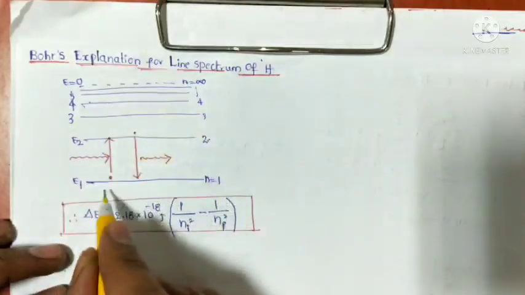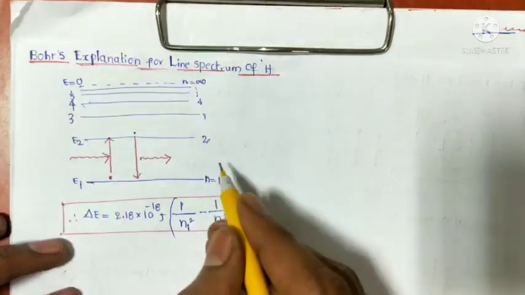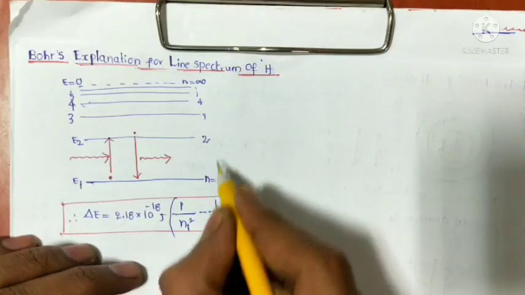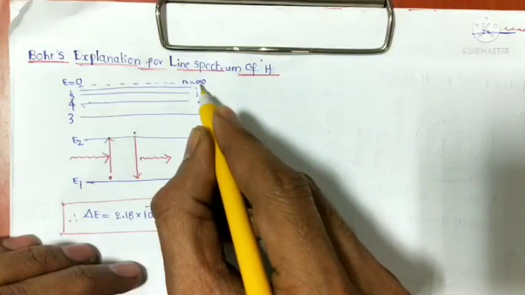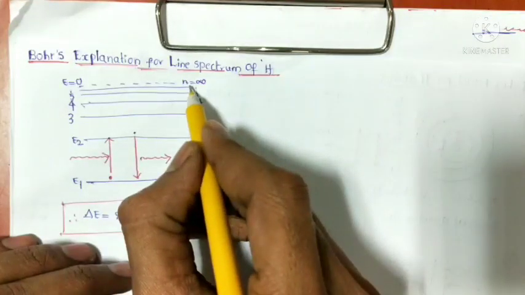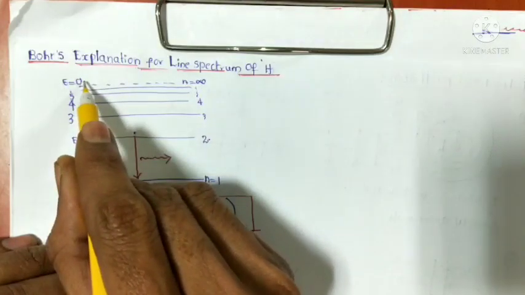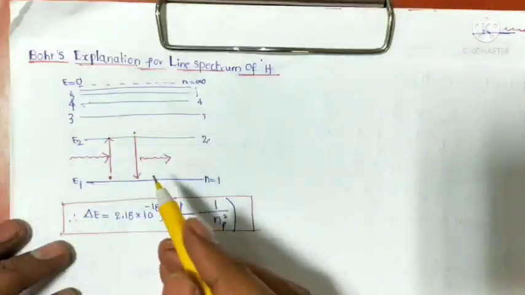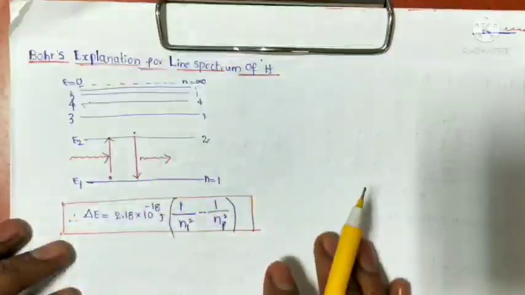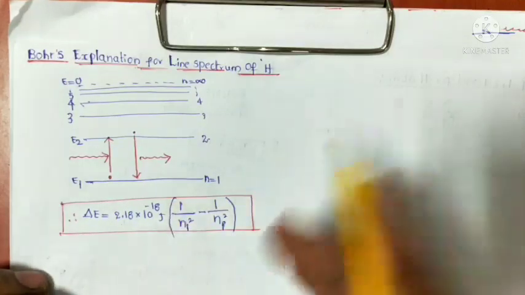Here the energy level n equal to 1 is also called a stationary state. n equal to 1, n equal to 2, n equal to 3, n equal to 4, up to n equal to infinity. At n equal to infinity, the energy is 0, that is, the electron is not influenced by the nucleus. In the previous class we discussed the significance of the negative sign of electron energy.